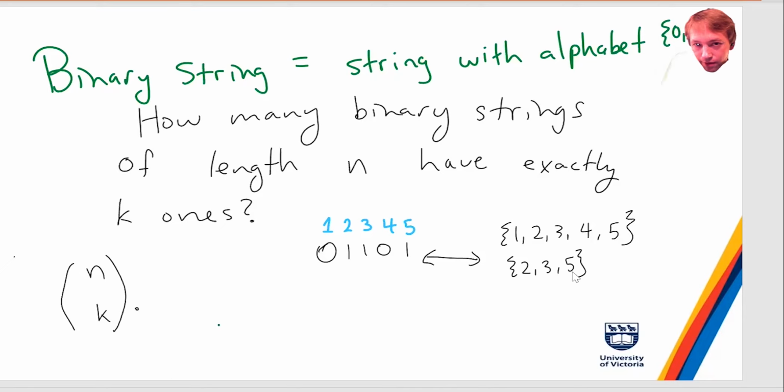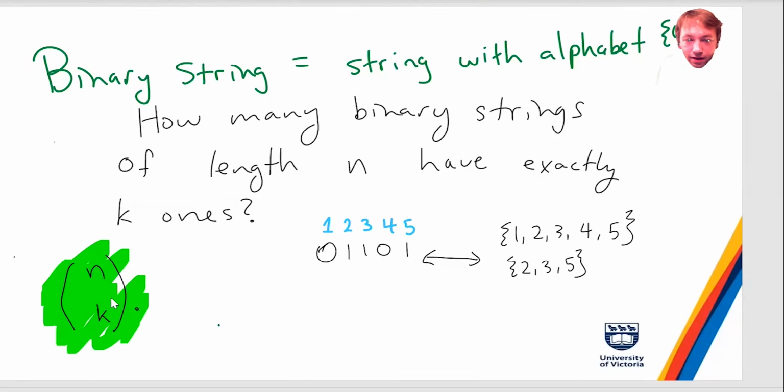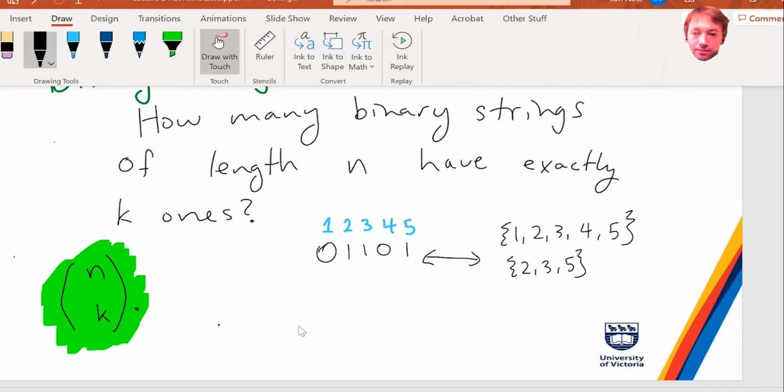So in this way, binary strings with k ones correspond exactly to subsets of size k. And remember, in the very beginning we defined n choose k to be the number of subsets of size k from a set of size n. So indeed, it's n choose k.